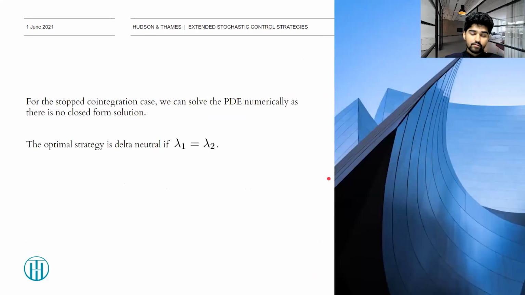So in this case, again, for the stochastic cointegration case, unfortunately, we are not able to calculate any closed form solutions. But we can solve the PDE numerically to calculate the solution. Another interesting thing to note here is that the optimal portfolio strategy becomes equal to the delta neutral portfolio strategy when lambda 1 becomes equal to lambda 2.